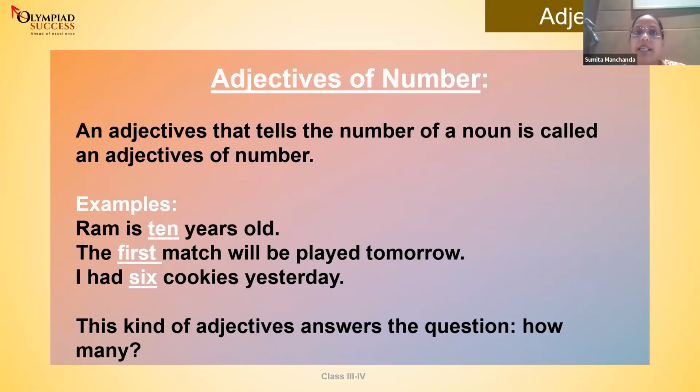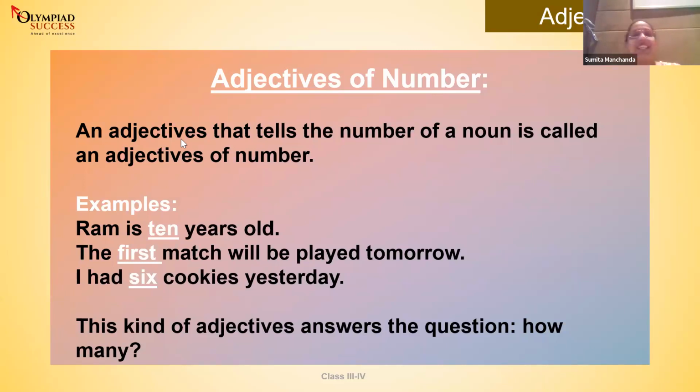Now, I had 6 cookies yesterday. Now, when I say 6 cookies, cookies is something which we all can count. Isn't it? I had 2 cookies. I ate 2 cookies. I ate 3 cookies. So cookies are something which we all can count. Yes. Okay. So you all are writing how many cookies are there?